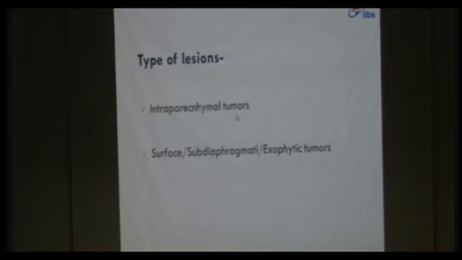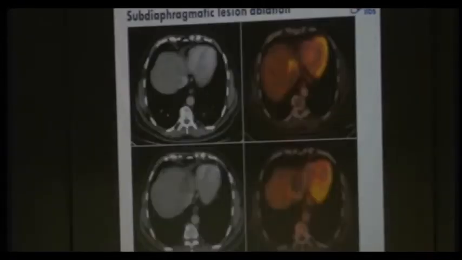Based on location of tumor, there are two types of tumors: intraparenchymal tumor, where the tumor is surrounded by normal liver parenchyma, or surface tumor, where the tumor is located just near the liver capsule, less than 1 centimeter. Then there is a high risk of injury to the adjacent organ.